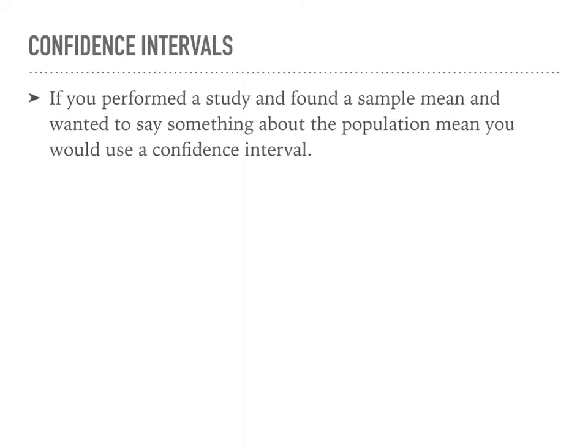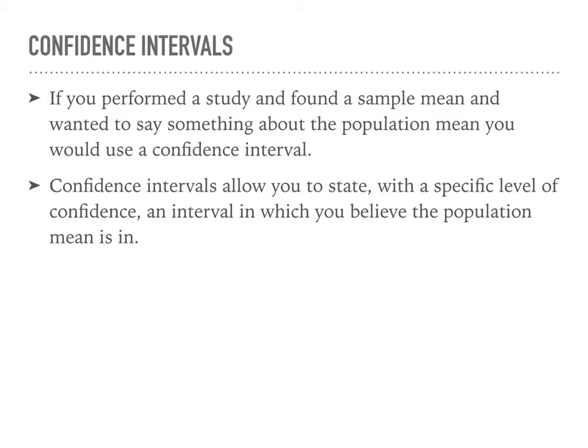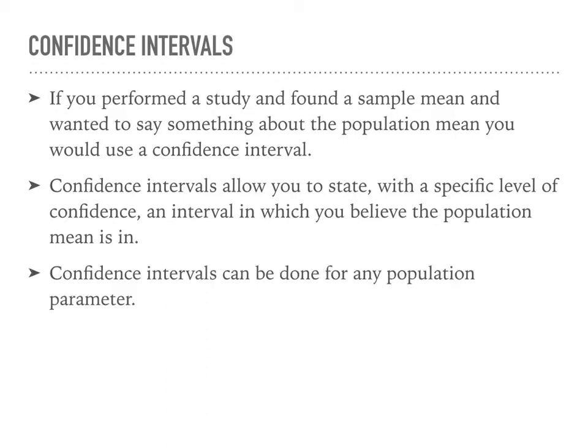If you performed a study and found a sample mean and wanted to say something about the population mean, you could use a confidence interval. Confidence intervals allow you to state with a specific level of confidence an interval in which you believe the population mean is in. Confidence intervals can be done for any population parameter. We're going to focus on means and proportions for this course.